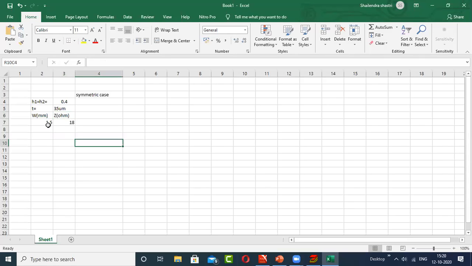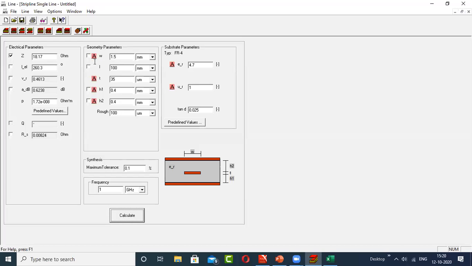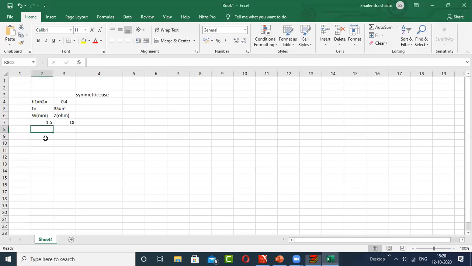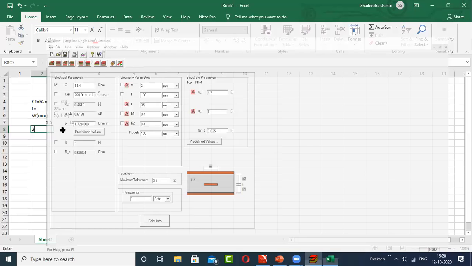Okay, so if W is 1.5 mm, then impedance is 1.5. Now, suppose I change it to 2 mm. Oh, it reduces. It has to reduce. It's 14.4.